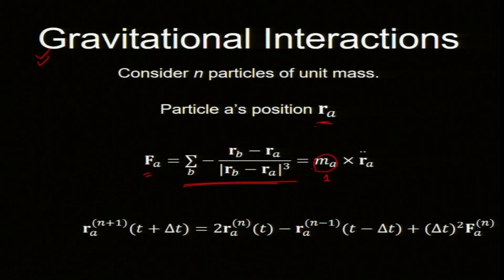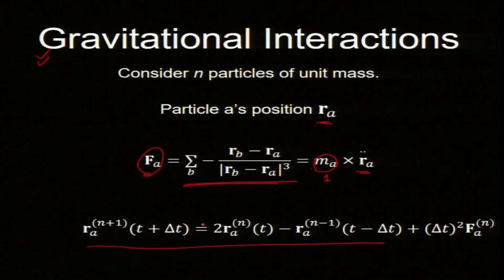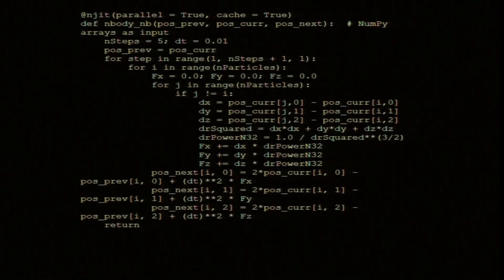So, this force is mass times acceleration. M is 1, so acceleration is this formula. I rewrote it as I wrote in the last slide. This will give us the updated position of the particle, fine. You need to compute the total force on particle A, so sum over all particles. This is a code we can use, which is basically C-like.